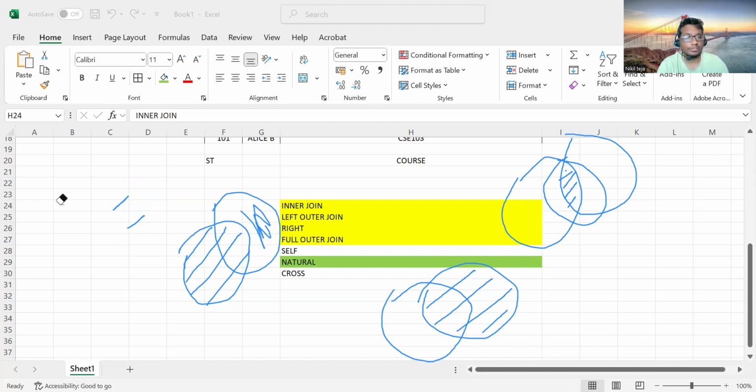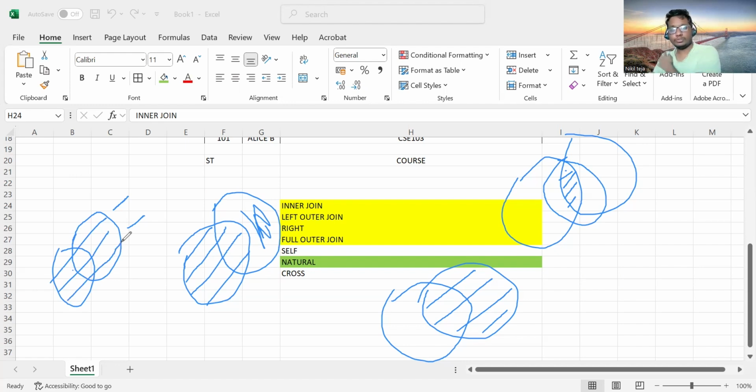So full outer join is nothing but we will be getting data from all the tables. For example, there are two tables present. So full outer join is nothing but we will be getting the data from all the tables, along with the common data.